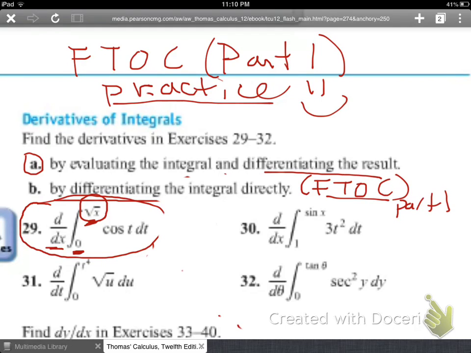So I found yet another practice problem for us to do together, number 29. Continue exploration of the fundamental theorem of calculus, Part 1 in particular here. I'll read the directions. It says find the derivatives in these exercises, but we're going to do 29. Part A, by evaluating the integral and differentiating the result. And then in Part B, by differentiating the integral directly.